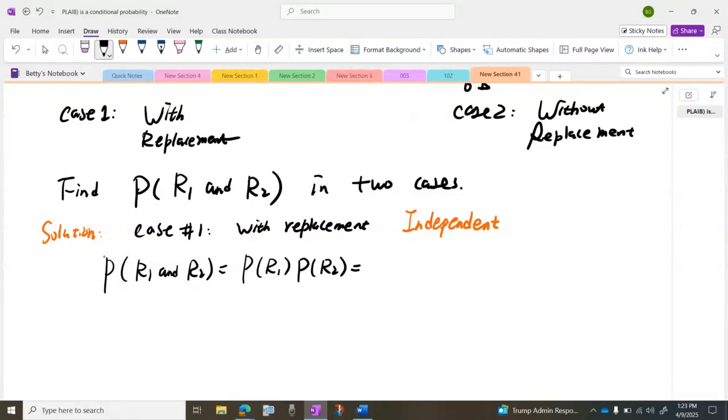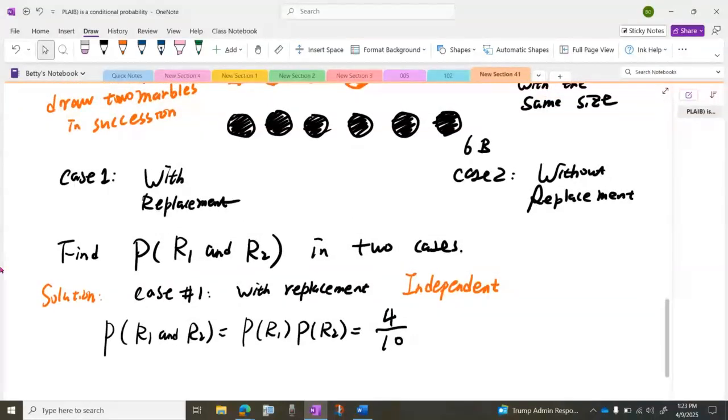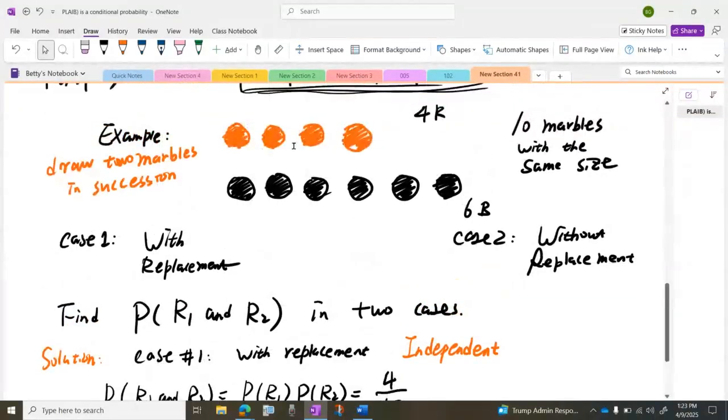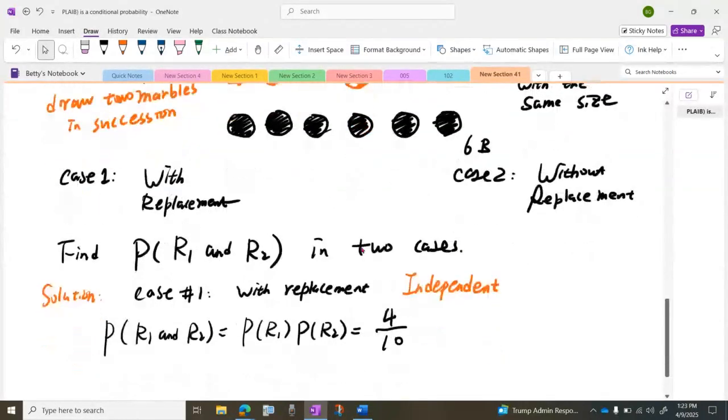What's the probability of R1? What's the probability you draw a marble from the 10 and the marble is red? We have 10 marbles, and what's the chance of getting the red color? 4 of them are red, so 4 over 10. It's a very simple classical probability. In total we have 10 marbles, 4 of them are red, so the chance of getting a red marble is 4 over 10, very easy.